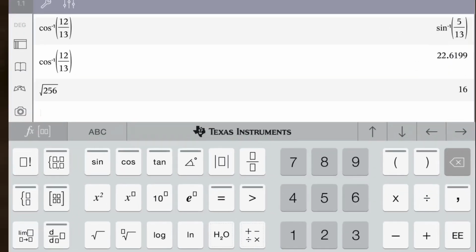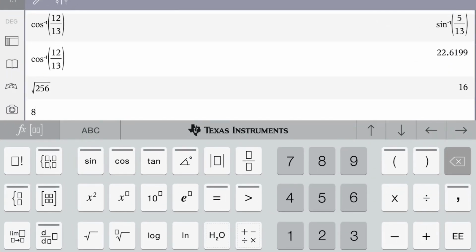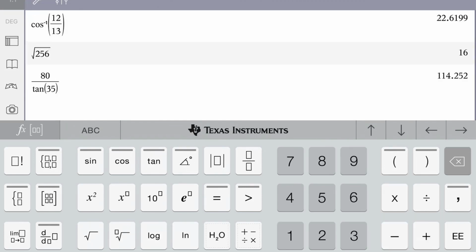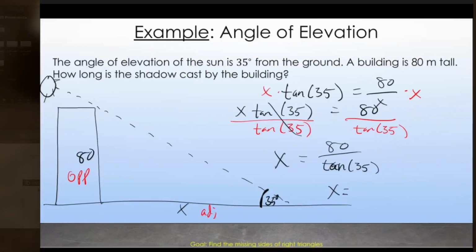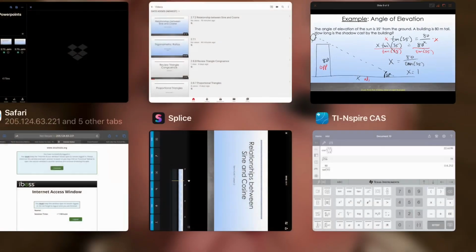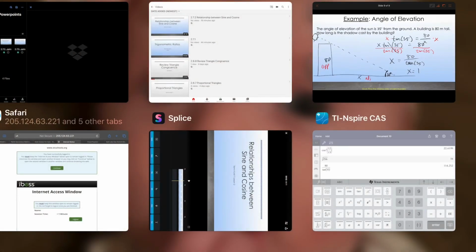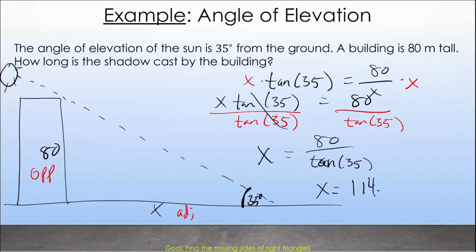And I get x, those cancel out, equals 80 divided by the tangent of 35. So 80 divided by the tangent of 35, approximation, 114.25. Say meters.